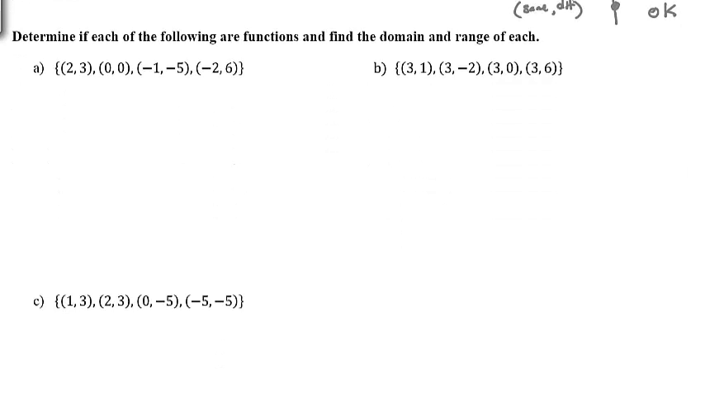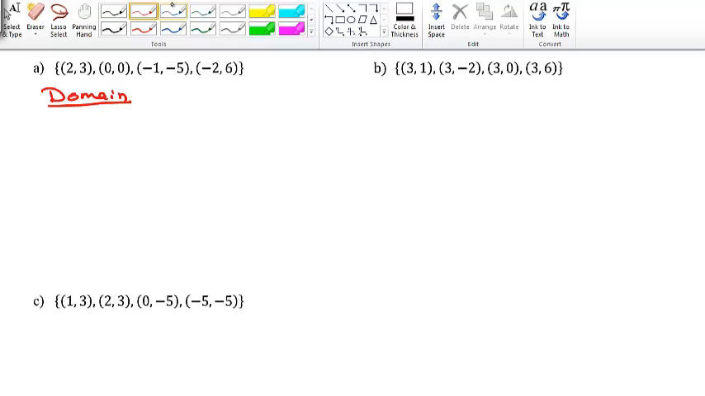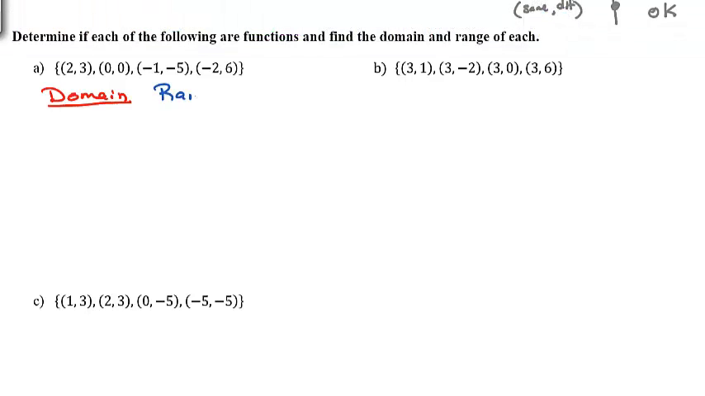So now let's go look at some examples, and we're going to find the domain and the range, and then we're also going to determine whether they're functions or not. Our first set is the ordered pairs (2, 3), (0, 0), (-1, -5), and (-2, 6). So one of the easy ways to see whether this is a function or not is to make a diagram of this relation. And so we're going to list the domain in a column, and then we're going to list a range in another column.